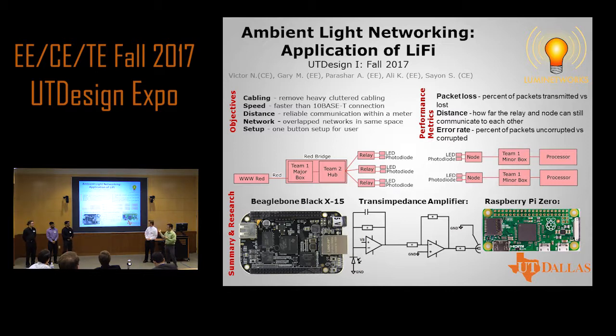For our transimpedance amplifier, it is used mainly to convert the small current to a usable voltage. And then we'll also have the hub, relay, and node. We're using the Raspberry Pi Zero, the BeagleBone Black X15, to work as the hardware.